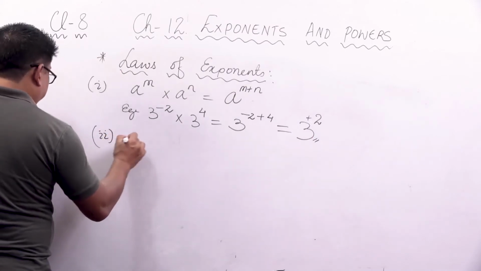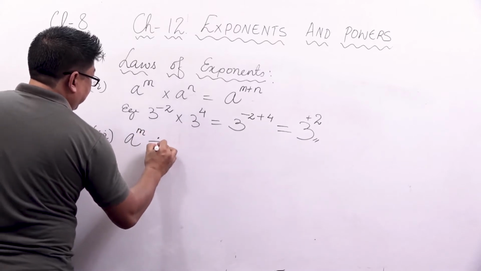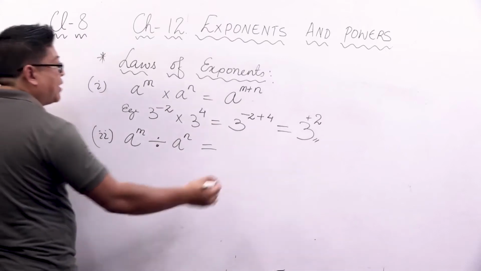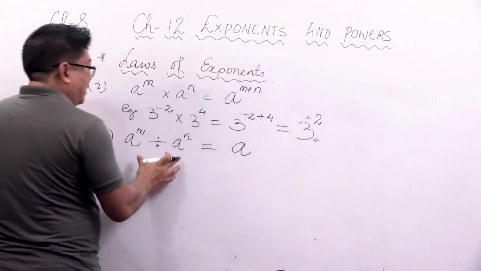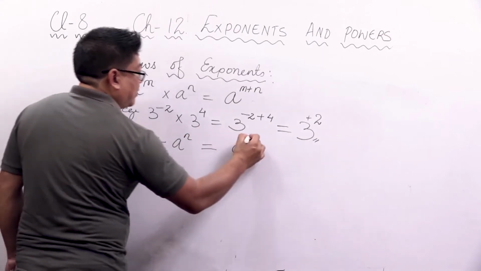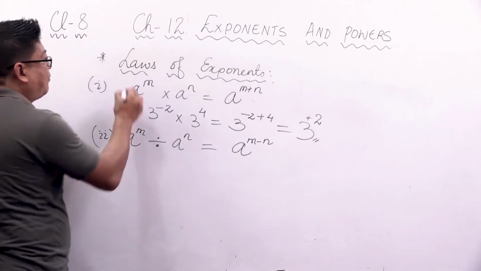The second law is division. Same base and divide. So if it is the same base and divide, I will write the same base as it is, and since it is divide, I will subtract the powers: a to the power m divided by a to the power n is a to the power m minus n.